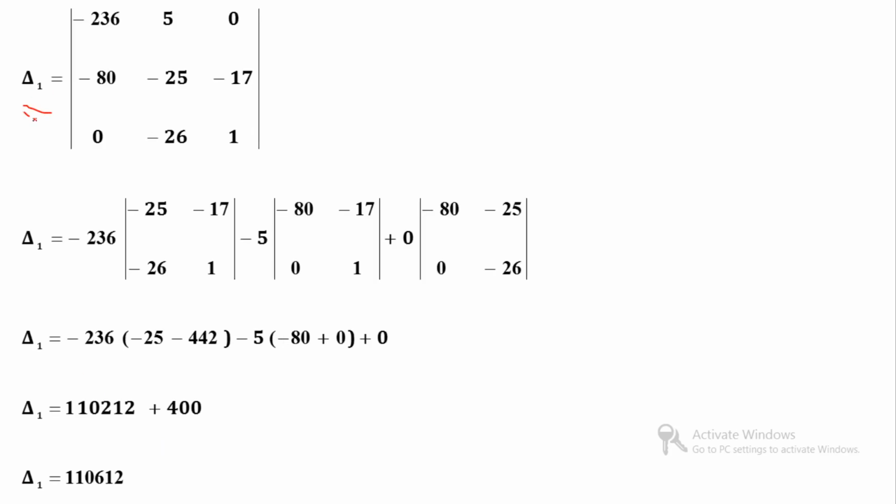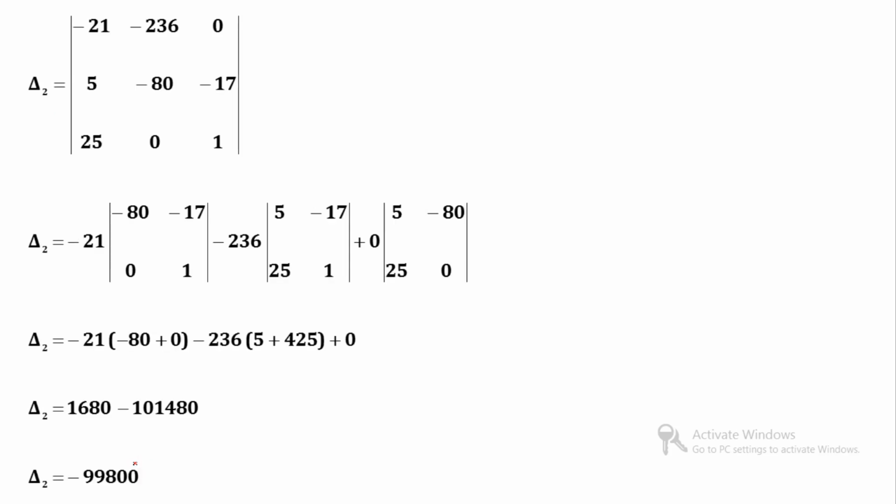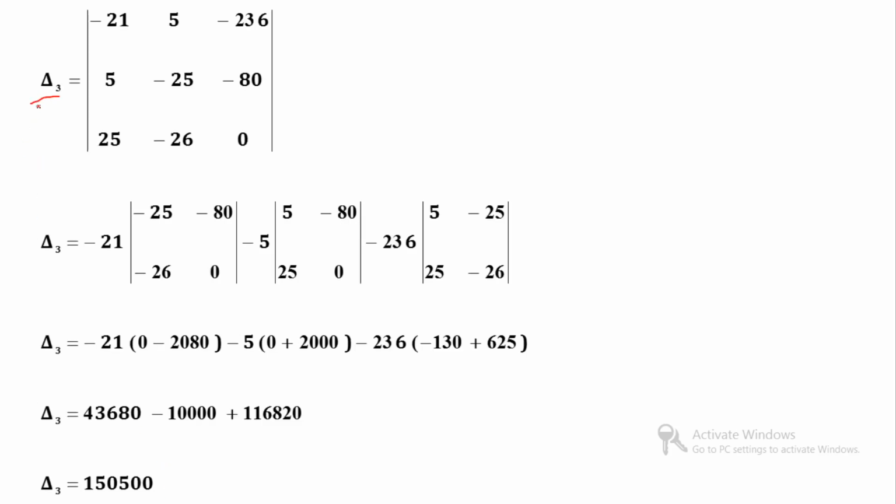You will get the value of delta 1 is equal to 110612. If you simplify, you will get delta 2 is equal to 99800. This is the value of delta 3. You will get delta 3 is equal to 150500.